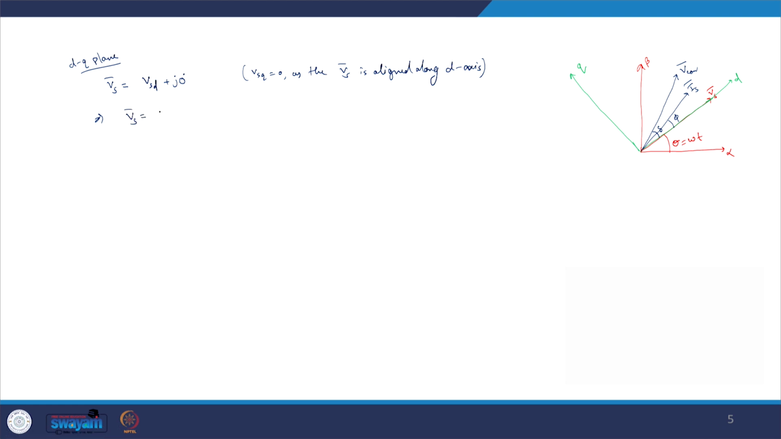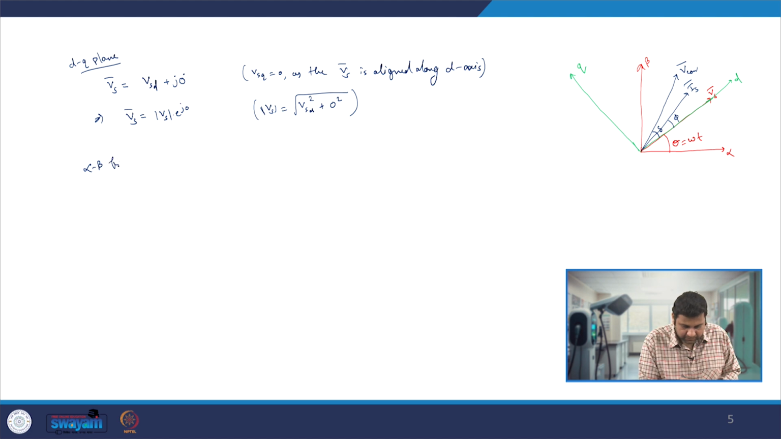So, it is the magnitude of the Vs space vector times e raised to the power 0. The modulus of the Vs space vector is nothing but the square root of Vsd squared plus Vsq squared, which is Vsd under the root, and since there is no Vsq component, we can say it is at angle 0 with respect to the d axis. Similarly, we can write for the alpha beta frame, or the dq frame to be more precise.